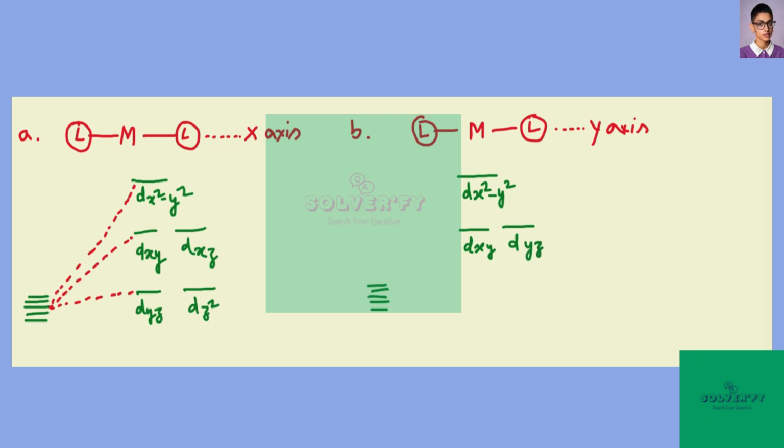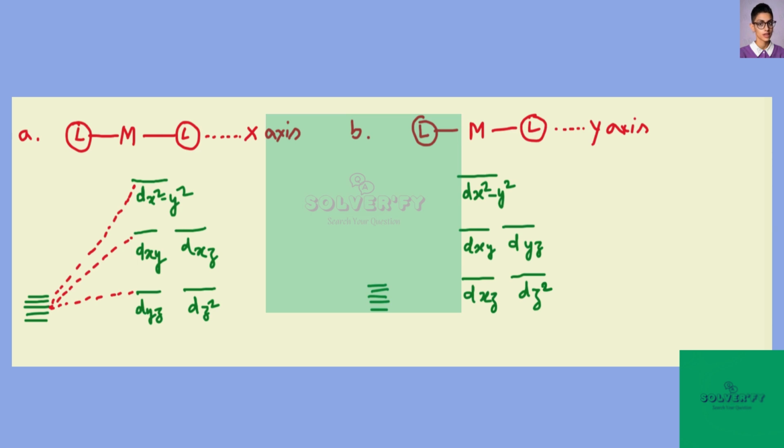Then again there are 2 orbitals which are quite far from the y-axis, and that is why the energy is minimum here, and these orbitals are dxz and dz square. You can recognize it by just looking at the name: no y present means they are far from y, and that is why the repulsion is minimum. So the lowest energy d orbitals are dxz and dz square.